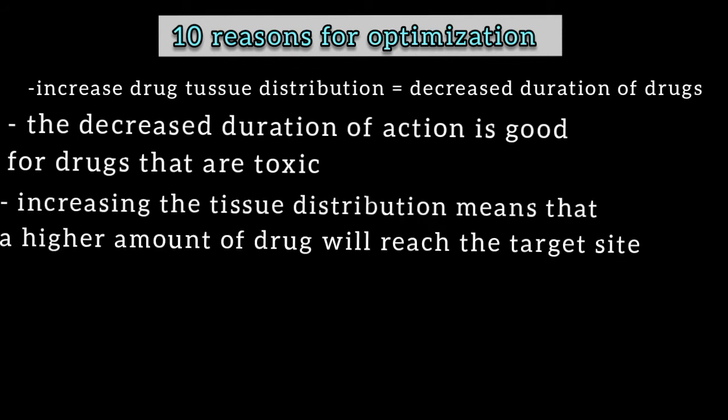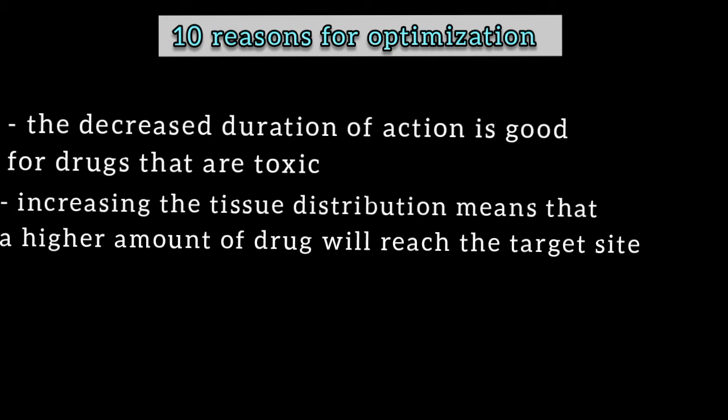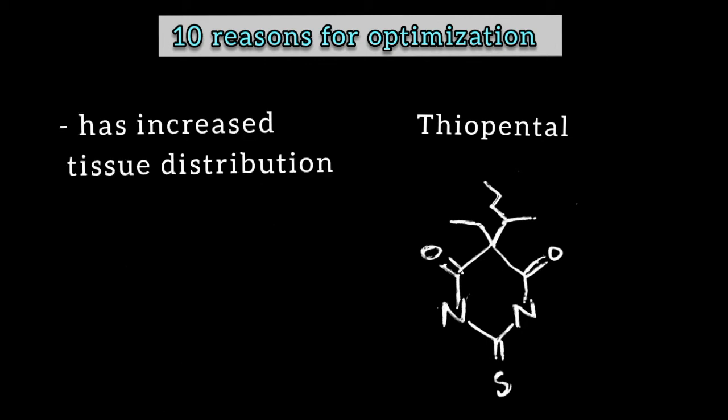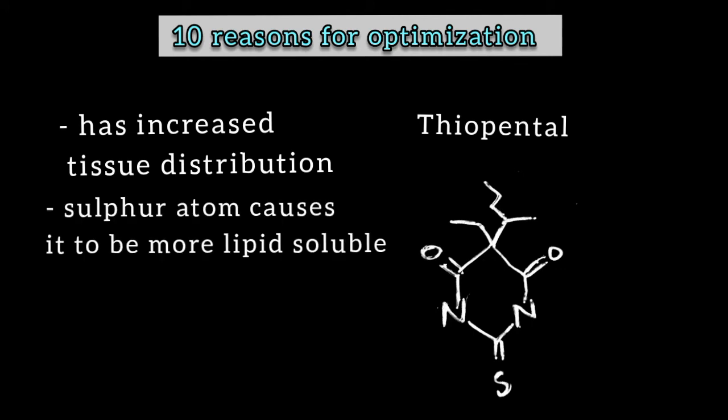Increasing the drug tissue distribution also means that there is more of the amount of drug that reaches the target site, the target tissue or target organ. Now, as an example, we're going to go back to the barbitals. Now we're going to look at phenobarbital and thiopental. Phenobarbital has a long duration of action, but thiopental has an increased tissue distribution because of the sulfur atom, which makes thiopental more lipid soluble, and the phenobarbital does not have the sulfur atom.